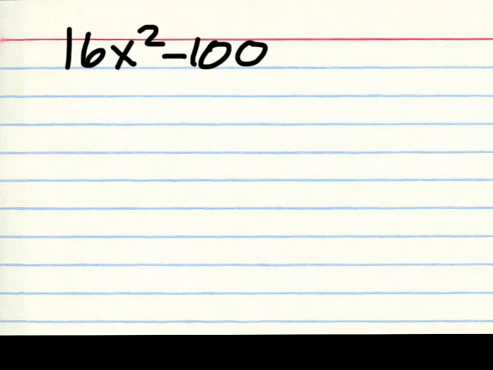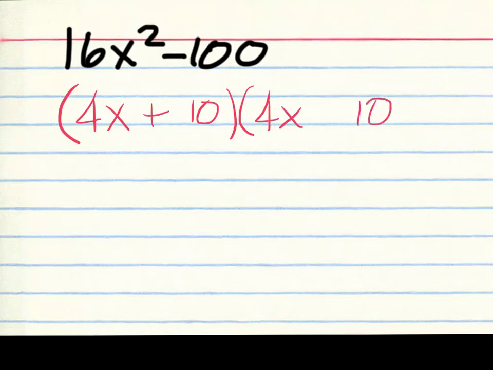On this problem, let's try to factor out something. Or we can just leave it the way it is. Let's leave it the way it is right now and find the square root of 16x squared to be 4x and the square root of 100 to be 10. And if you do that, you must alternate signs. This is a right answer.